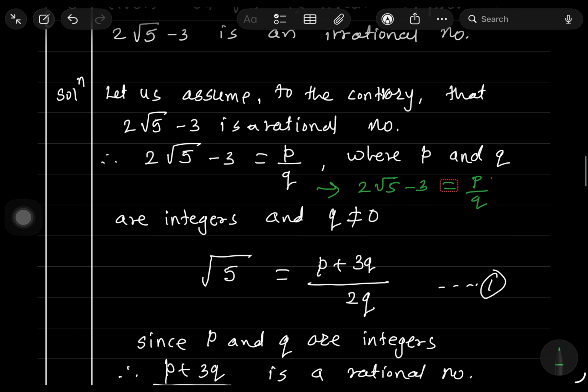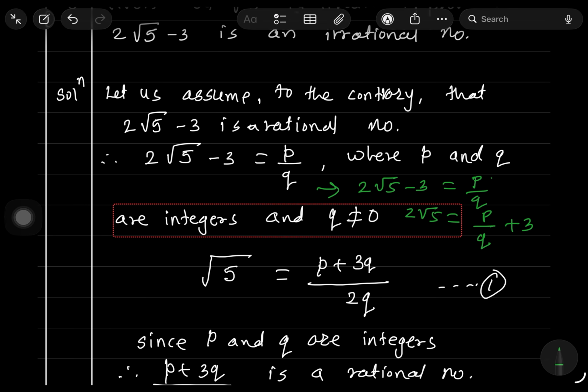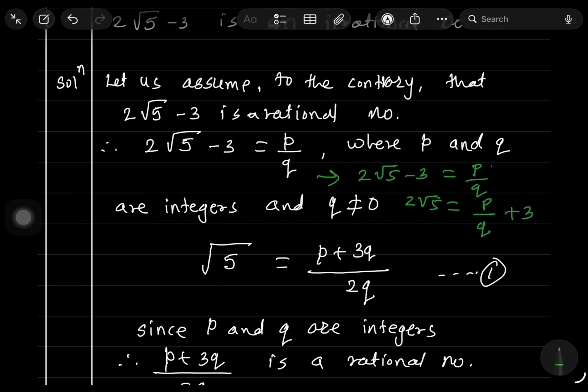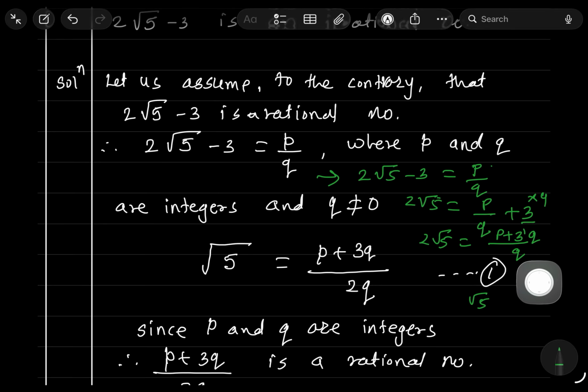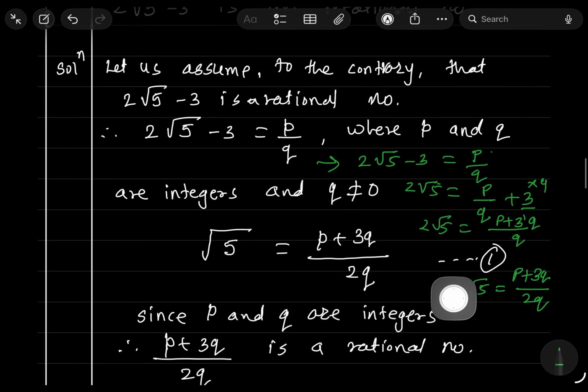Okay, so here 2 root 5 equal to p upon q plus 3. Then on this side the denominator is again the same q, so multiplying by q, we get p plus 3q. Then the 2 is a multiplication, so transposing it to this side, root 5 equal to p plus 3q upon 2q. So this is equation 1.